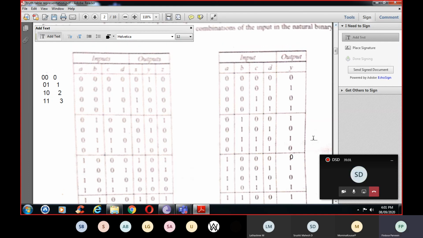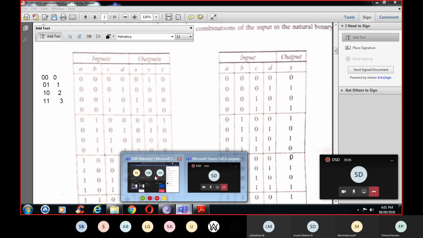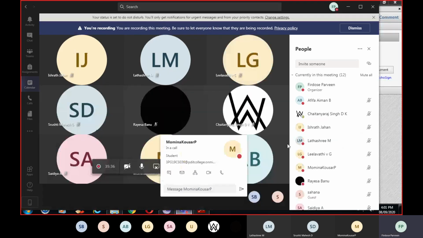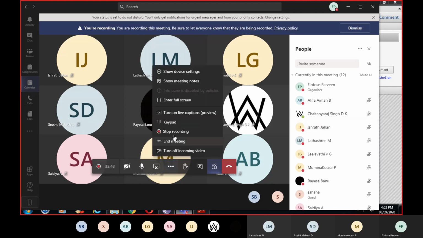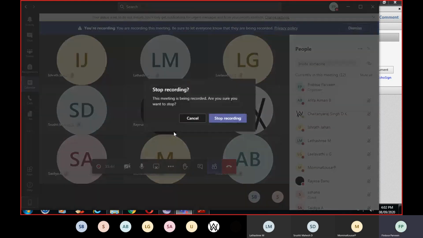So any doubts regarding truth table? Have you all understood?